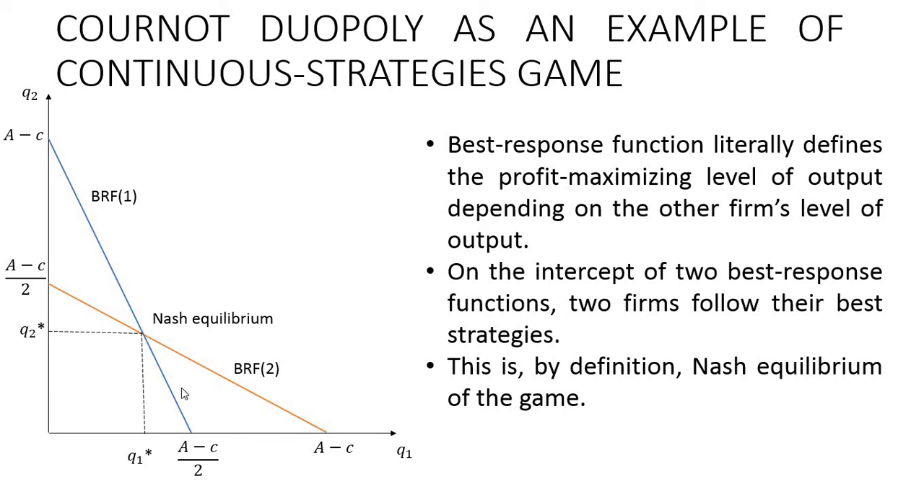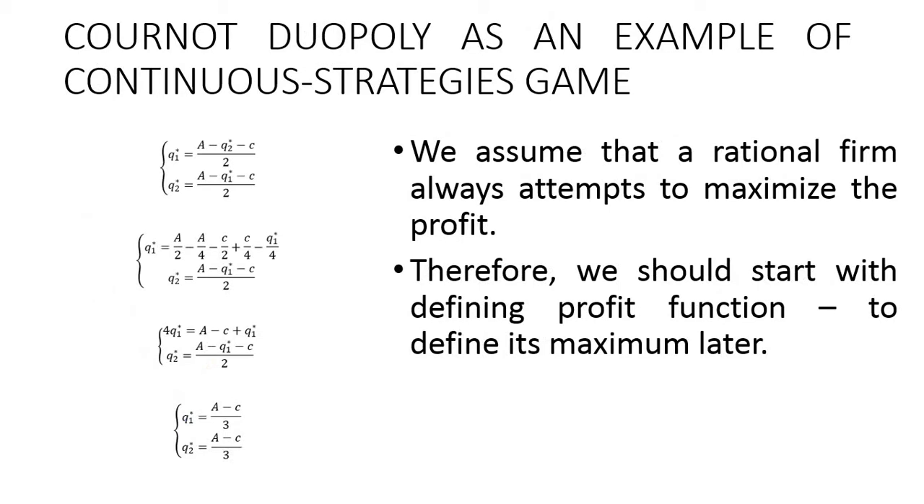Okay, so if we know that Nash equilibrium is defined by the intercept of the best response function of the first firm and the best response function of the second firm, then we can relatively easily calculate quantities corresponding to Nash equilibrium. In order to do this, we just need to solve a system of equations. So in this case, we deal with two best response functions of the first and the second firm respectively.